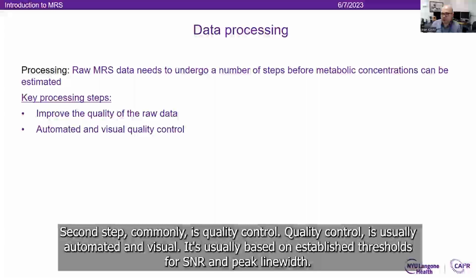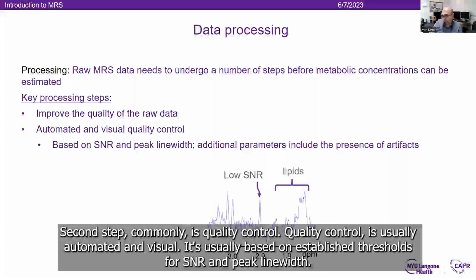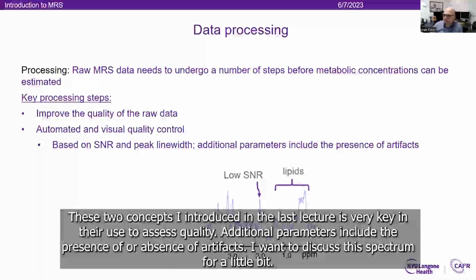The second step commonly is quality control. Quality control is usually automated and visual. It's usually based on established thresholds for SNR and peak line width. These two concepts were introduced in the last lecture. That is very key, and they are used to assess quality. Additional parameters include the presence or absence of artifacts.